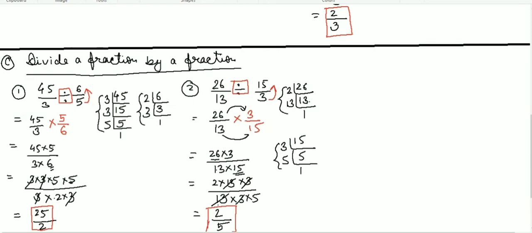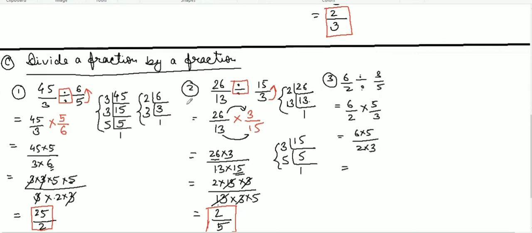Now let's take one more example here. Take 6 over 2 divided by 3 over 5. Do it the same way. Take the first fraction as it is, 6 over 2. Change the division to multiplication and flip 3 over 5, which will be 5 over 3. Multiply across: 6 multiplied by 5 over 2 multiplied by 3.